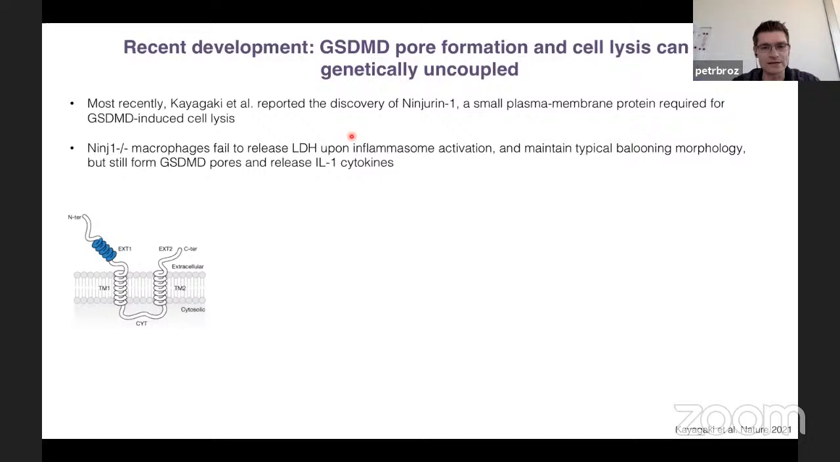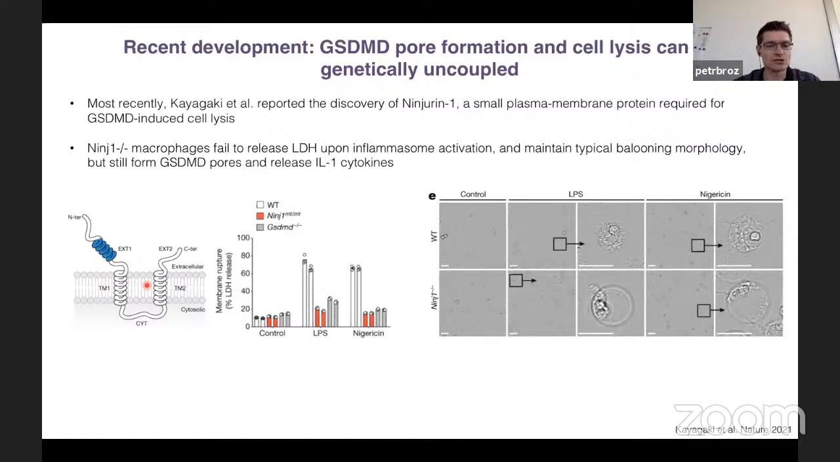So Ninjurin-1 is a small plasma membrane protein. You can see it here, so two transmembrane helices and another helix on the extracellular side of cells. And what they showed in that paper is that Ninjurin-1 is required for cell lysis after gasdermin activation. So what they show is, for example, that the Ninj1 knockout macrophages here in red, when compared, do not release any LDH, similar to the gasdermin D knockout macrophages after activation of the non-canonical and the canonical inflammasome pathway. They also maintain the ballooning morphology.